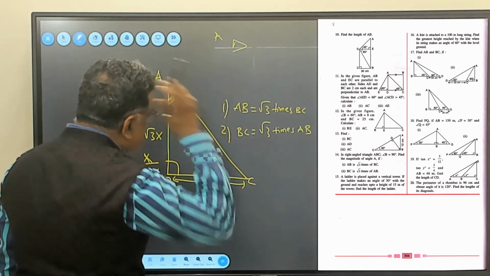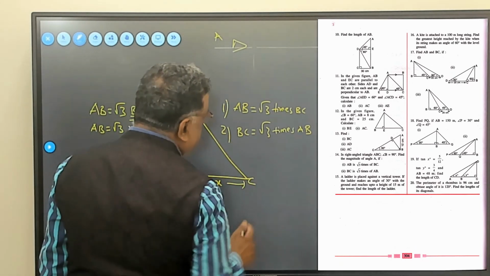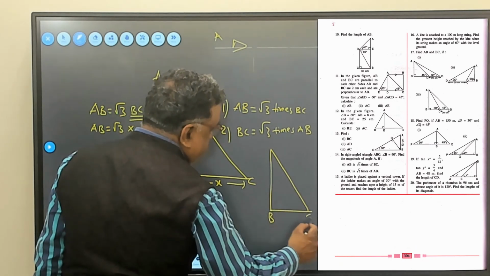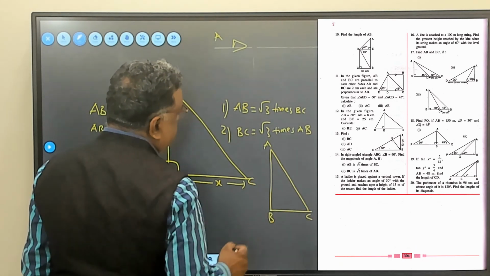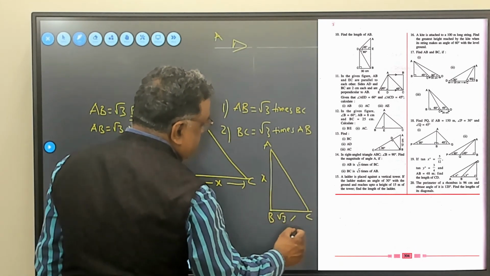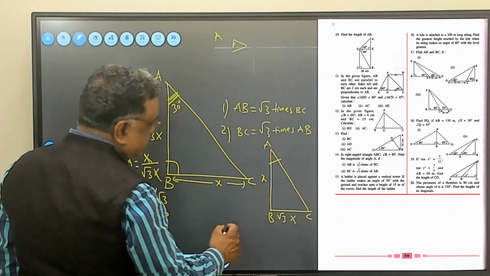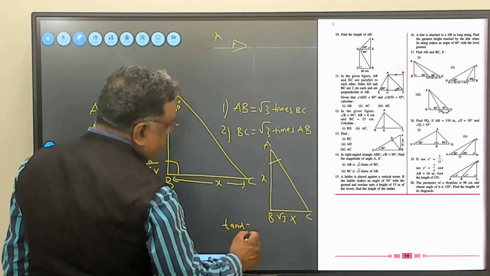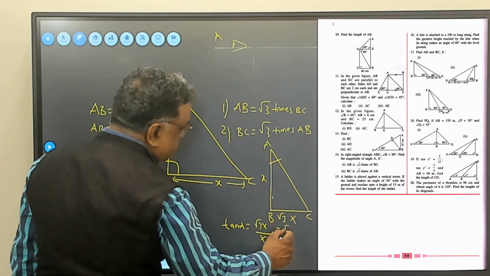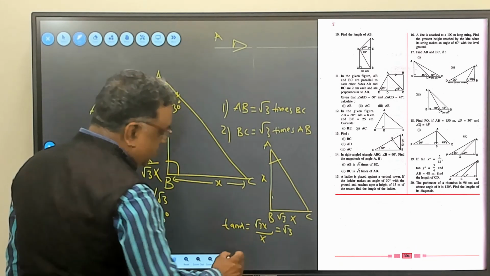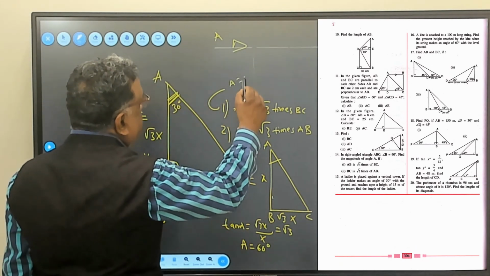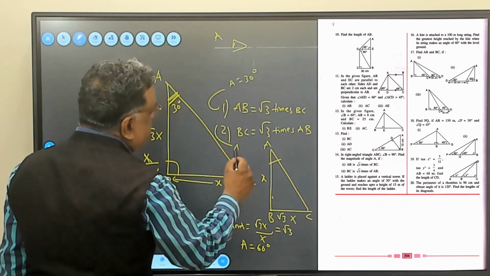Now what is second case? BC is root 3 times of AB. So in second case, if this is X, this becomes root 3X. Now I have to find out angle A. So in that case, I will use tan A again, which is opposite root 3X upon adjacent, which is X, which is root 3. What is root 3? Tan 60 is root 3. So in this case, A will become 60 degrees. So in the first case, A will become 30 degrees. In second case, A will become 60 degrees.